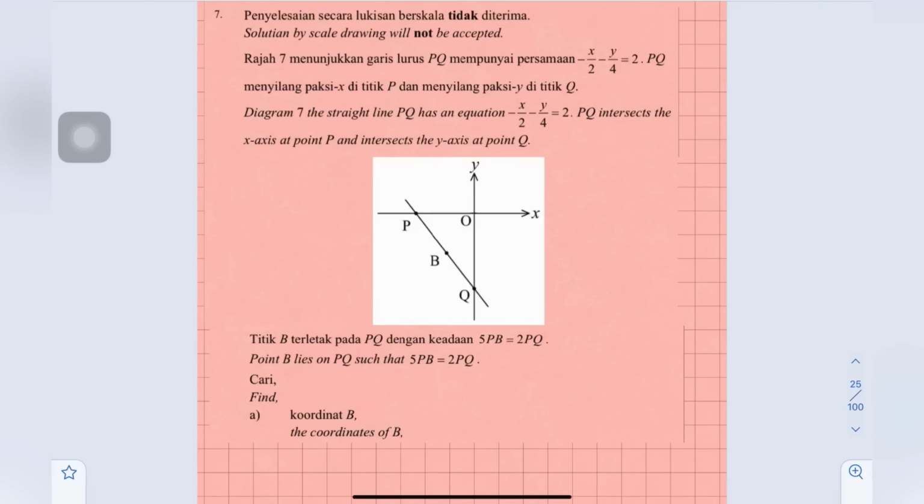Number 7, diagram 7 shows the straight line PQ has an equation negative x over 2 minus y over 4 equals to 2. PQ intersect the x-axis at point P and intersect at y-axis at point Q. Point B lies on PQ such that 5PB equals to 2PQ. Find coordinate of B. Okay, so for this question, you have to put all the information on the diagram first, meaning you have to label the diagram.